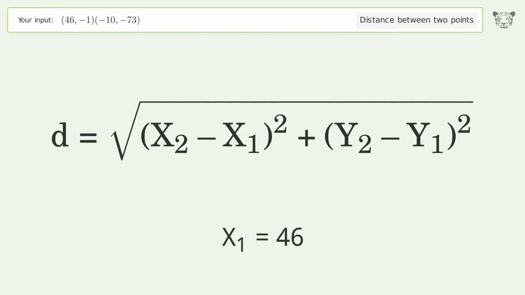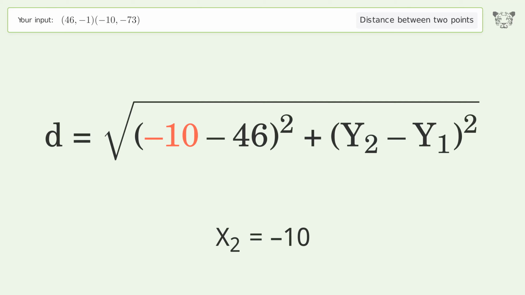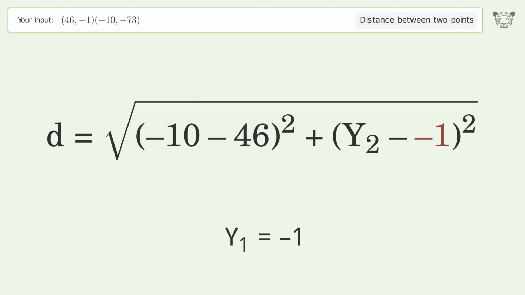x1 equals 46. x2 equals -10. y1 equals -1. y2 equals -73.